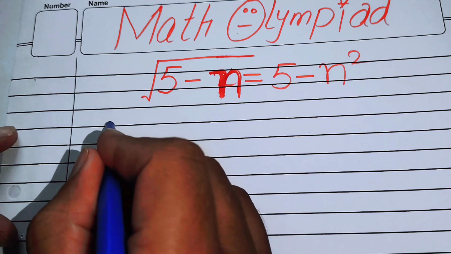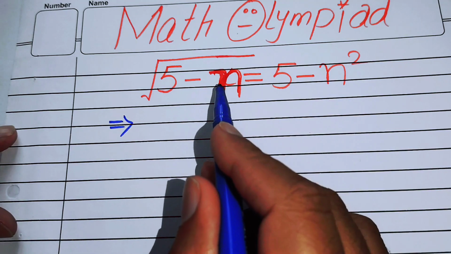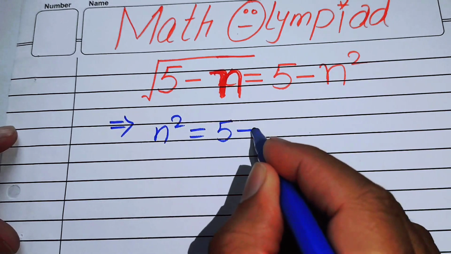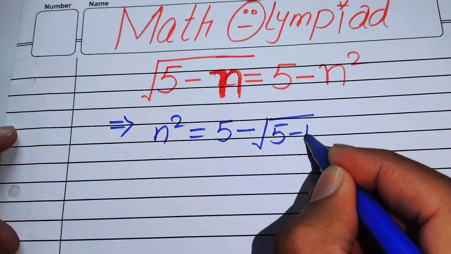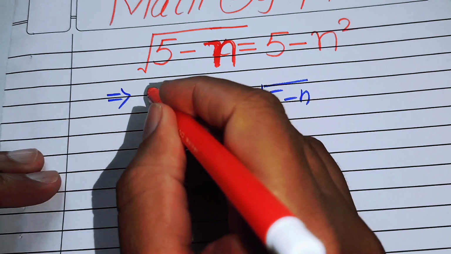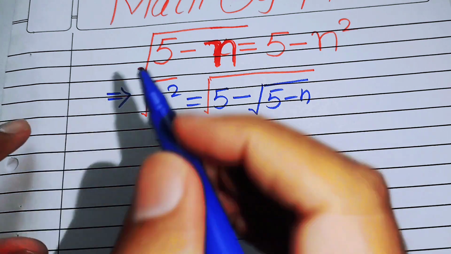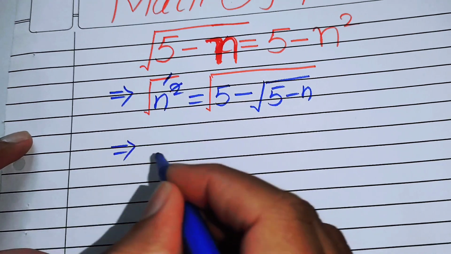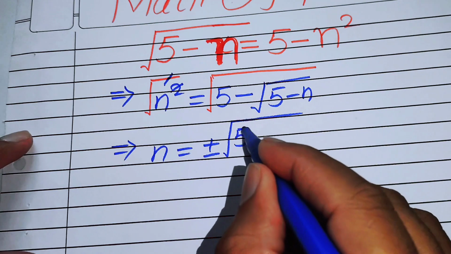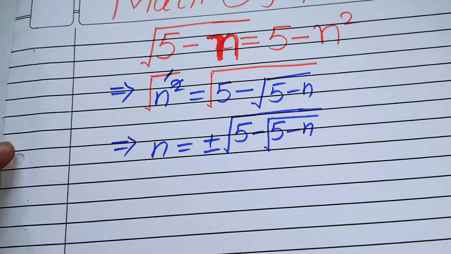The very first thing we are going to do is move n squared to the left hand side and the square root of 5 minus n to the right hand side. Then you will get n squared equals 5 minus the square root of 5 minus n. Now I can take the square root on both sides, and the square and square root are gone, and we write n equals plus or minus the square root of 5 minus the square root of 5 minus n. So here we have two cases.